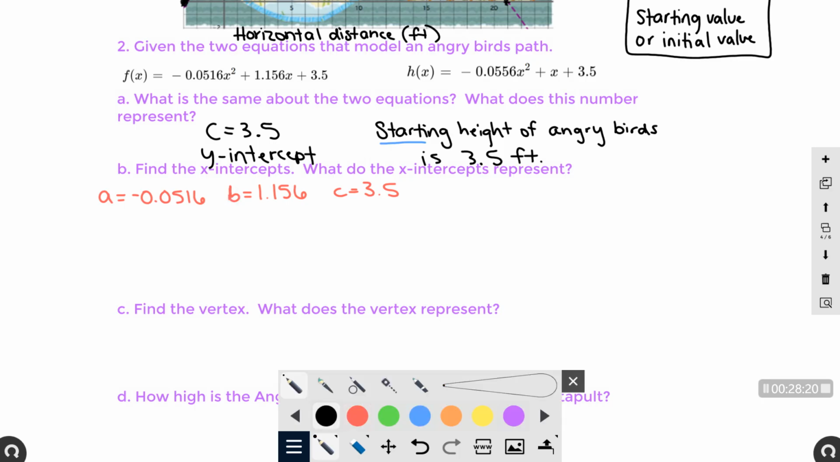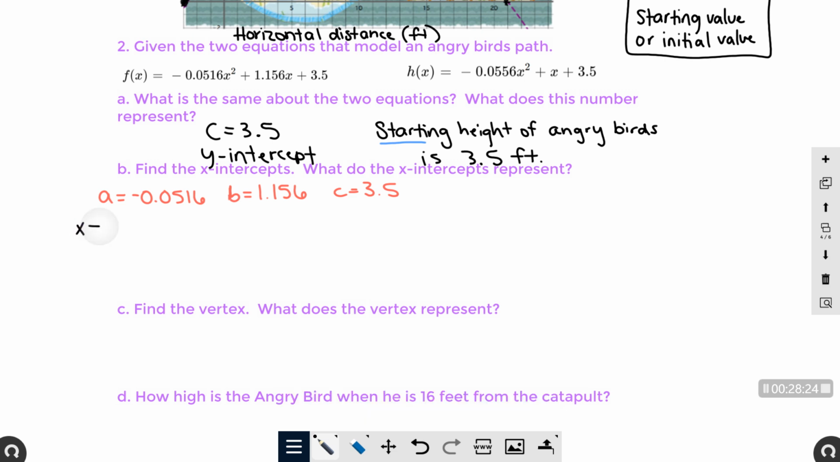And then all together we can sing our song. X equals opposite of B plus or minus square root B squared minus 4AC all over 2A.